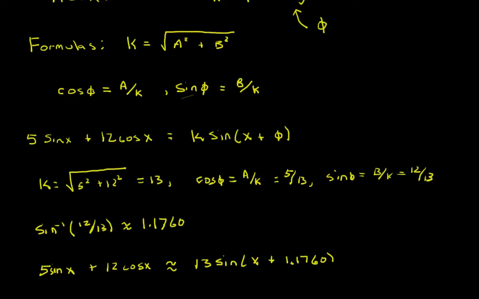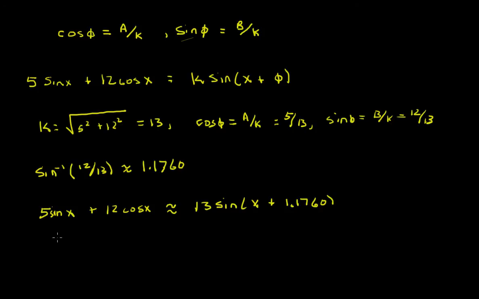To check your answer, one way to do that would be to use your graphing calculator, and on the left, for one of the functions, enter in the left side, so y1 would be 5 sine x plus 12 cosine x, and then below that in your y2, put in 13 sine of x plus 1.1760. Make sure you're in radian mode, and then graph them simultaneously, and you should see the same curve. If you see two distinct curves, you'll know that you've made an error. Typically the error will be in your phase. You'll see one wave shifted off from the other.